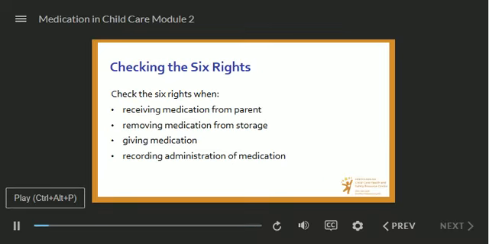The 6 rights should be checked when receiving the medication from the parent, when removing the medication from storage, just before giving the medication, and when recording the administration of medication. Checking the 6 rights multiple times while administering medication will decrease the likelihood of medication errors, such as giving the medication to the wrong child, giving a child the wrong medication, or giving the wrong dose.